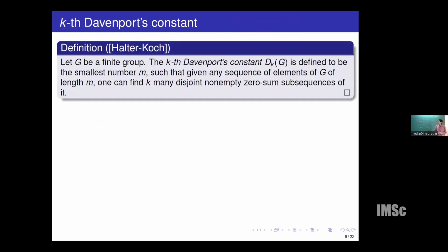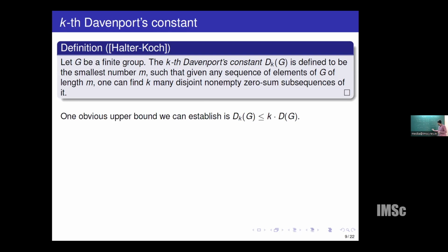Now let's talk about the kth Davenport constant. It was defined by Halter-Koch, and he defined D_k(G) to be the smallest number such that if you have a sequence of this length, you will be able to extract k many disjoint non-empty sequences, all of which are zero sum. So if k is equal to 1, then that is just the Davenport constant. But for higher k's, it's a greater number, of course. And one trivial bound for the kth Davenport constant that we can find is k times D(G).